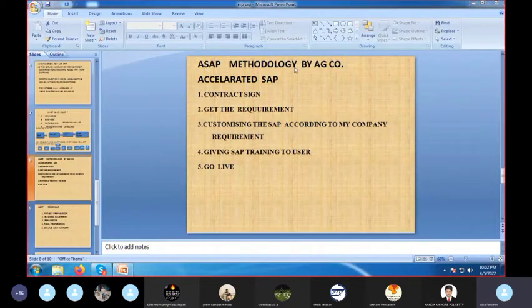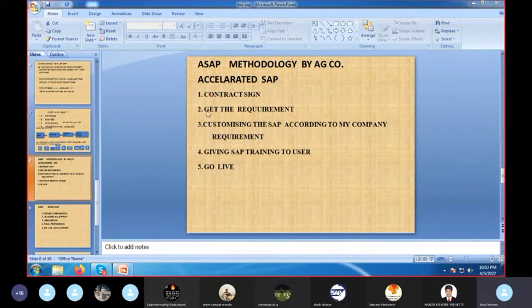SAP methodology by AG company. AG company means the first basic company which 5 employees started. So at that time what their idea was, accelerated SAP, we know well. First they used to do a contract sign, which means which company wants to migrate from non-SAP to SAP, they used to take a contract, and the signature used to be done with the contract signed.